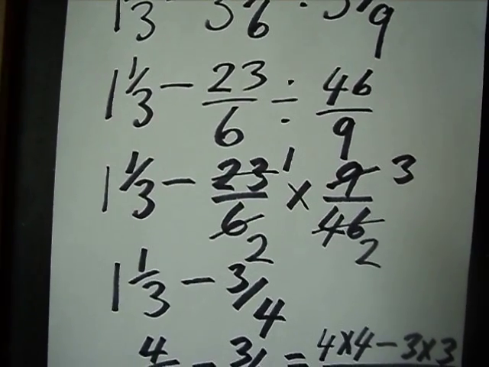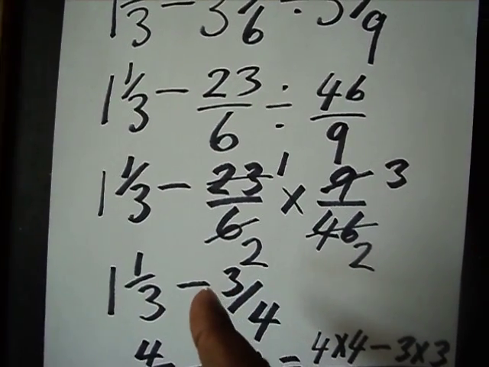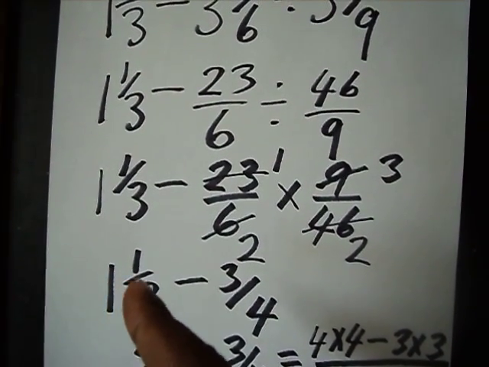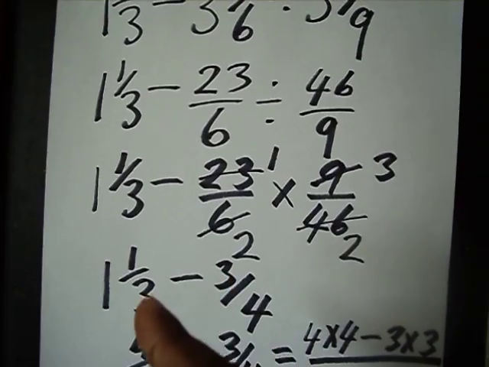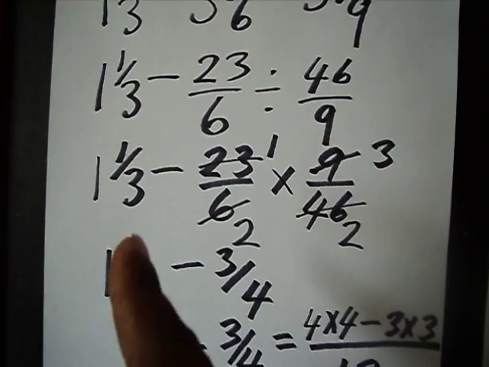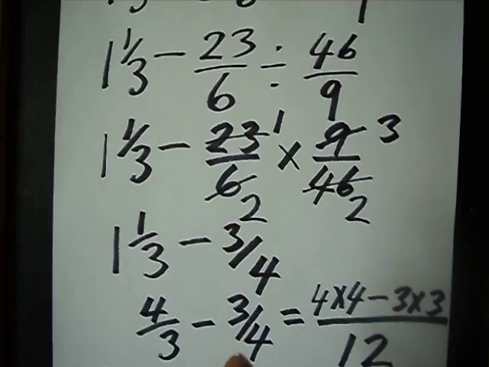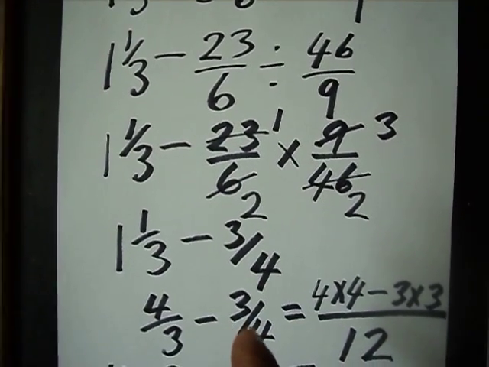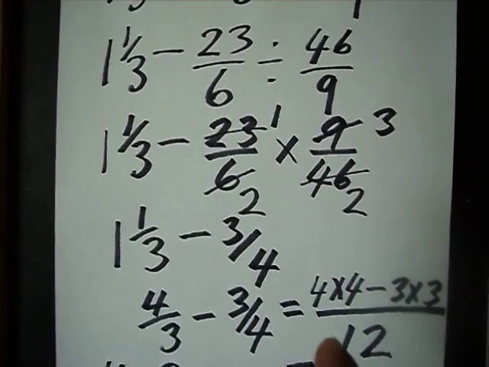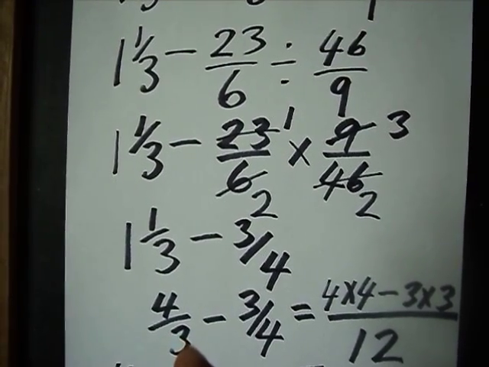We can subtract two ways. We can subtract by finding the LCM and so on, or we can change this into an improper fraction and then subtract. So we're going to change it into an improper fraction. 3 times 1 is 3 plus 1, that's 4. So it's 4/3 minus 3/4. We're going to find the LCM. The LCM of 3 and 4 is 12.